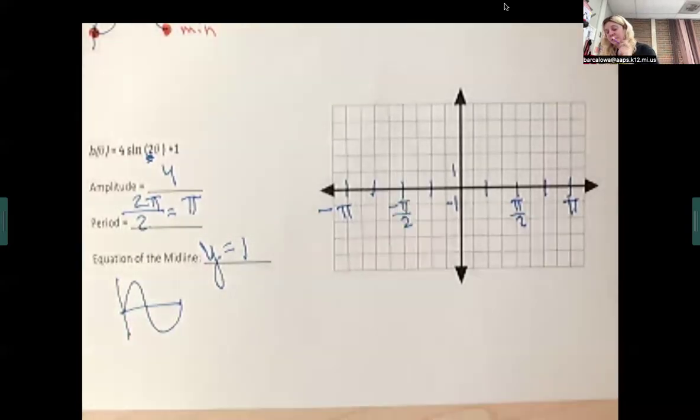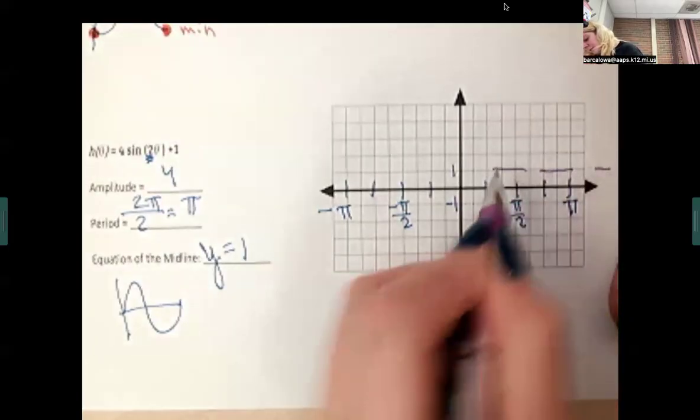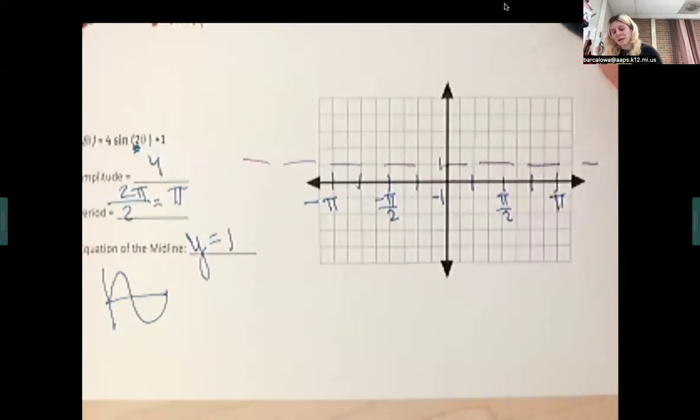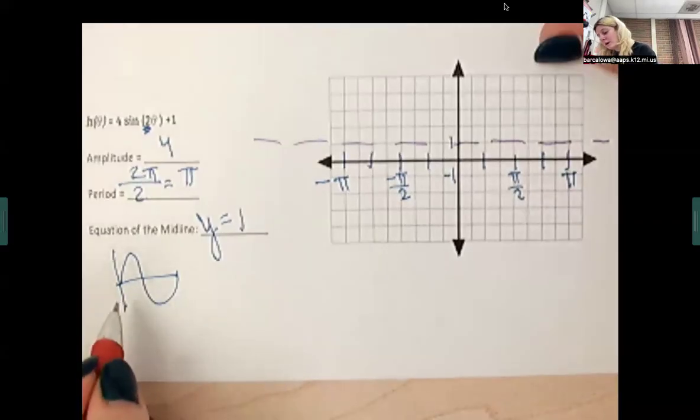Gathered my information, labeled my axes. Now I need to draw the midline. So I'm at y equals +1. There we go. Now everything is based around your midline. That's why it goes first. Okay, so on my sketch.